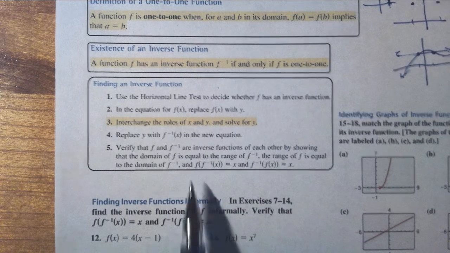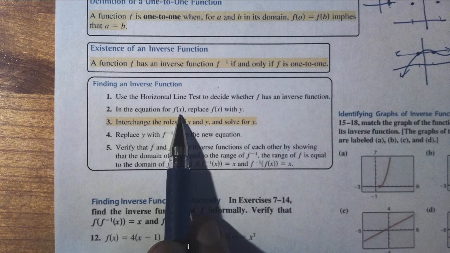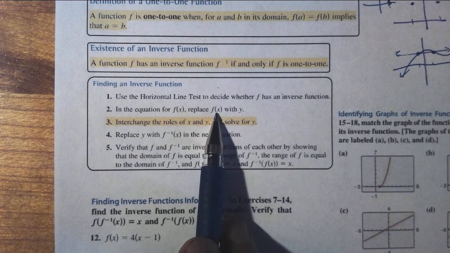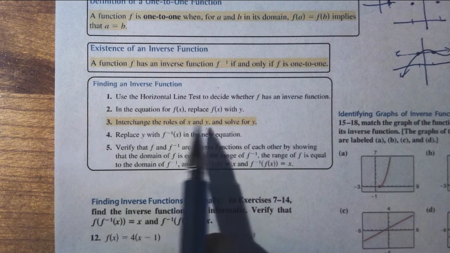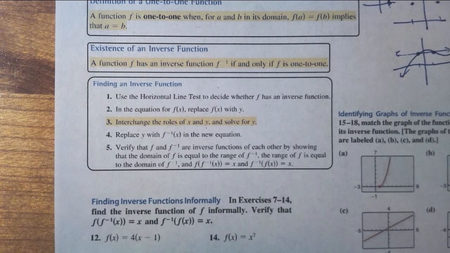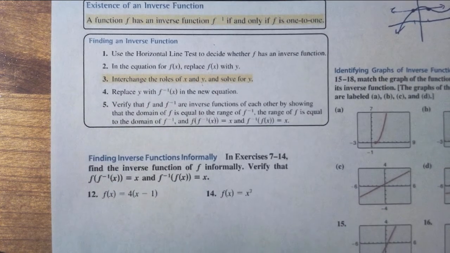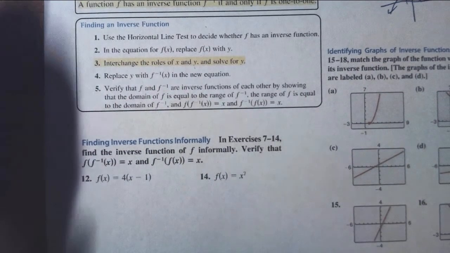This basically says, in the equation for f of x, replace f of x, which is the fancy name for y, with y. Then interchange the roles of x and y. That's because in inverse functions, x's become y's and y's become x's. Okay, let's take a look at 7 through 14.